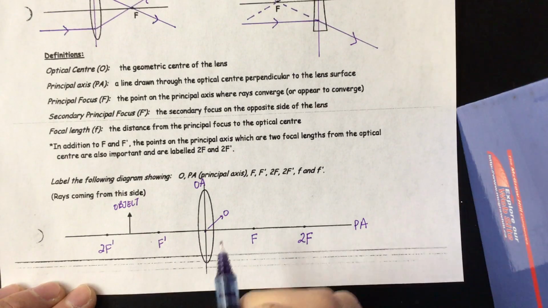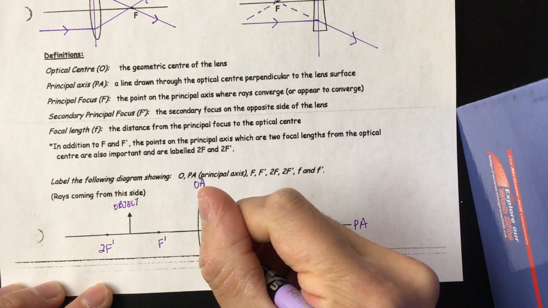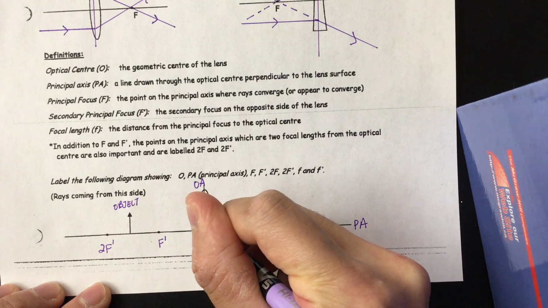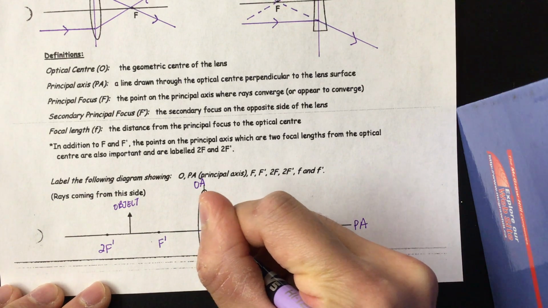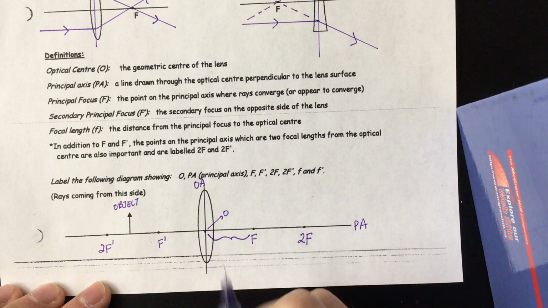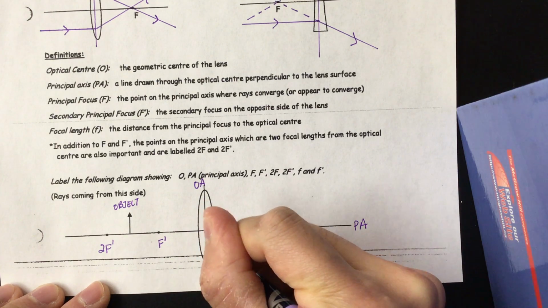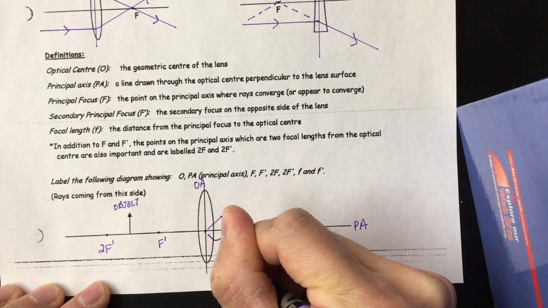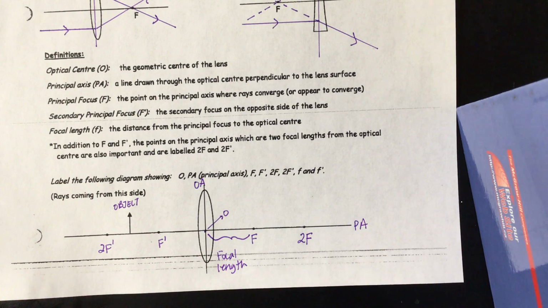And I guess we can label one more thing, and that is the distance from the origin, or the distance from the center, optical center, to the focal point. This is known as your focal length. And this might help us out with some questions later on, so we'll just label that for now.